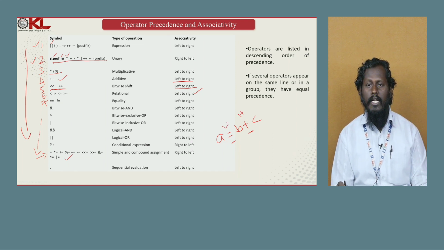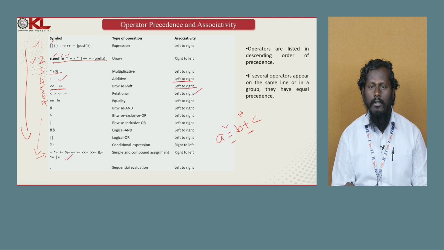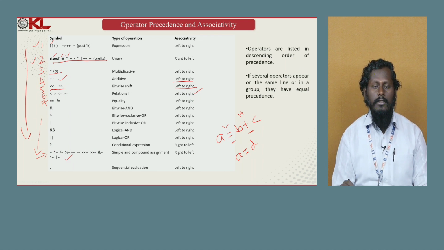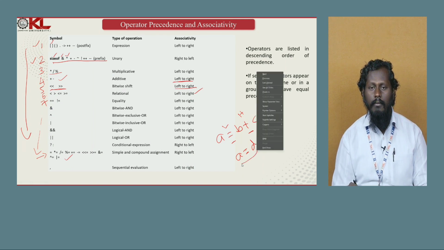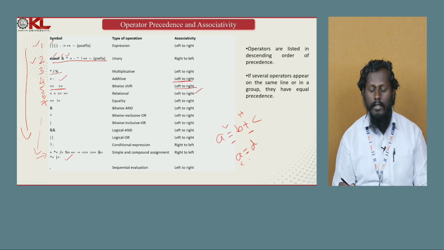So first we have to complete the higher one. Whatever the values of B and C are, that must be evaluated first. Let us assume this answer is D. So it becomes A equal to D. Now we have only a single operator, equal. If you have the equal symbol, then you look at the associativity, right to left. That means whatever value is available on the right side will be assigned to the left side. That's called the associativity of these operators.